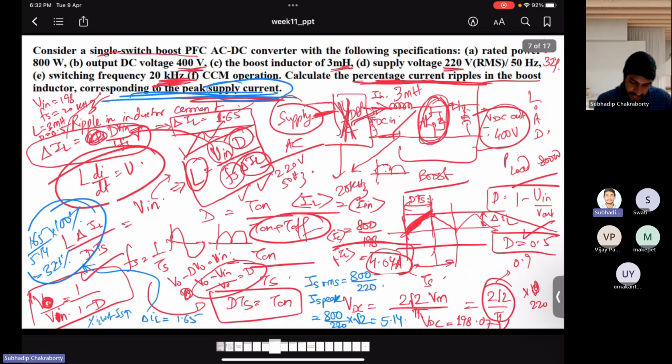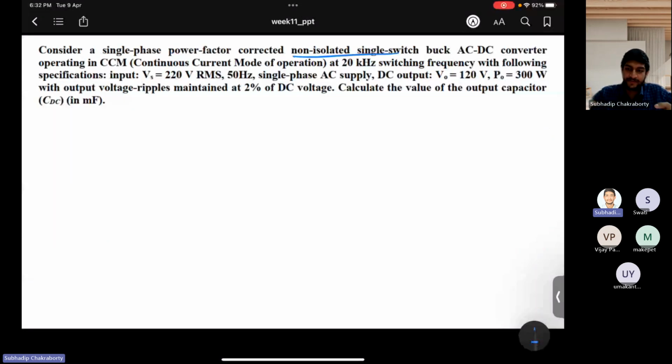Okay. Then see this problem. This is an easy problem. All the topologies of the boost we did till now were non-isolated, right? We did not do any isolated topology. Just for your clarity, this problem is also non-isolated. Isolated means there should have been a transformer where you are doing the volt-ampere balance, which would isolate the two sides of the DC. The high frequency transformer is used in isolated topologies, wherever you need isolation.